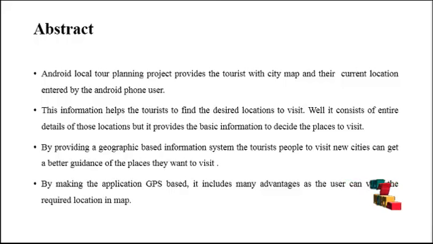This information helps a tourist to find the desired location to visit, and it also consists of the entire details of this location, but it provides the basic information to design the places to visit. By providing a geographic based information system, people visiting new cities can get better guidance about the places they want to visit. By making the application GPS based, it includes many advantages, as the user can view the required location in the map. As I already told, the process is only based on the Madurai city.